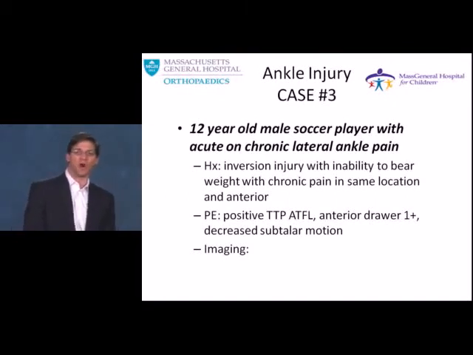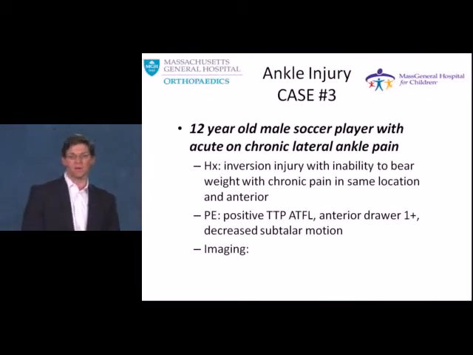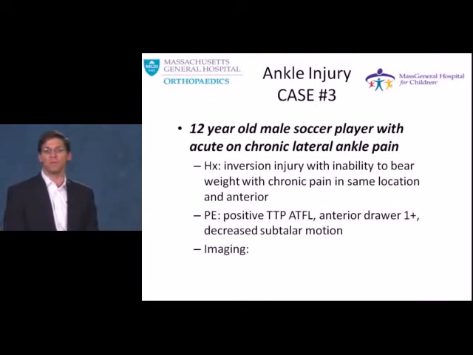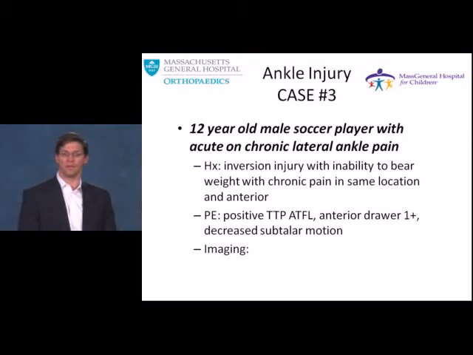For those of you who also know Sever's disease, Skeletally immature athlete with heel pain is Sever's disease until proven otherwise. However, this athlete really has chronic lateral ankle pain. The history for him is an inversion injury with an inability to bear weight with underlying chronic pain in his ankle. But he has this pain both in the lateral aspect of his ankle and slightly anteriorly.